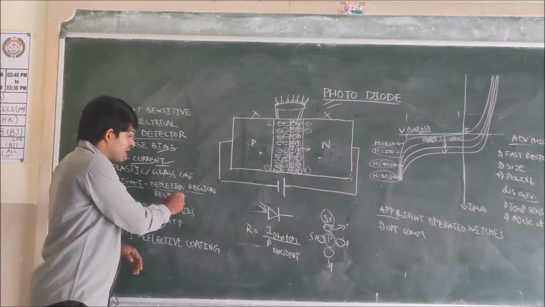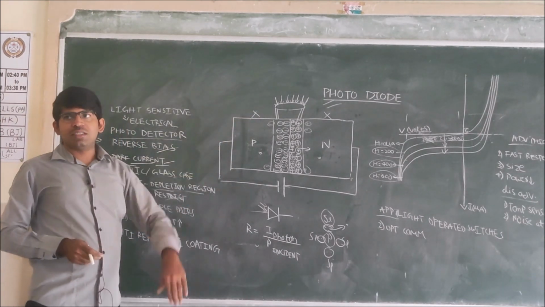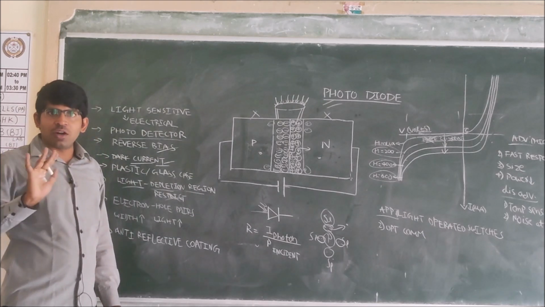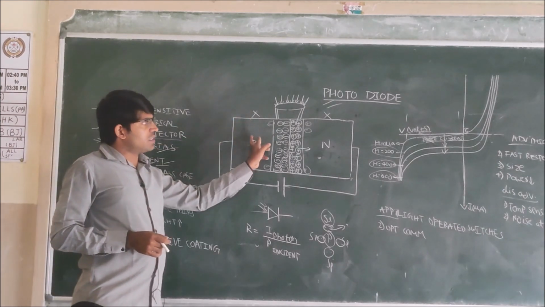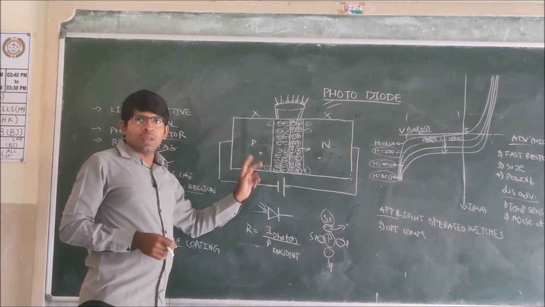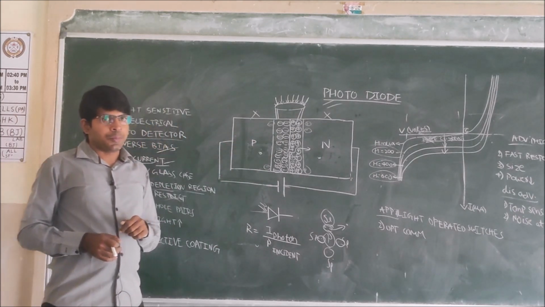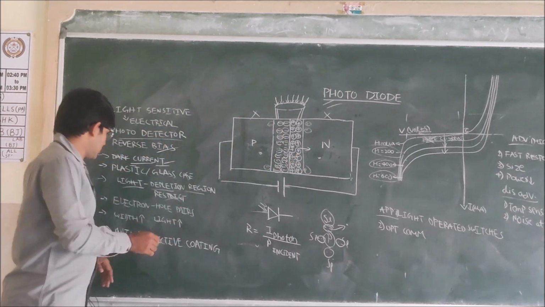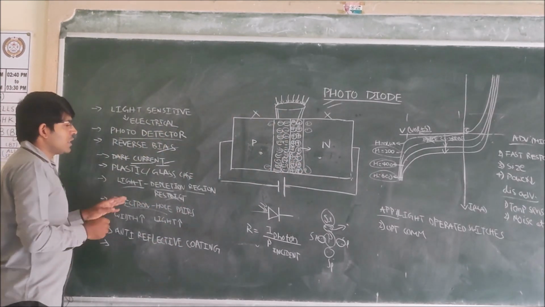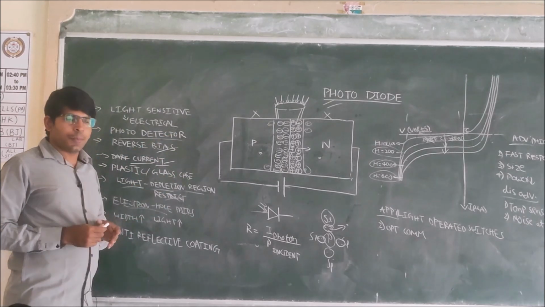We have to restrict the remaining regions. We have to coat the remaining regions in such a way that light does not fall on them. If light falls on those regions also, then there is no chance for the photocurrent. We are concentrating on making the light fall only on the depletion region. When the depletion region is getting the light, then electron hole pairs are formed.